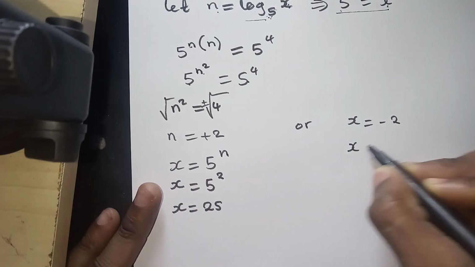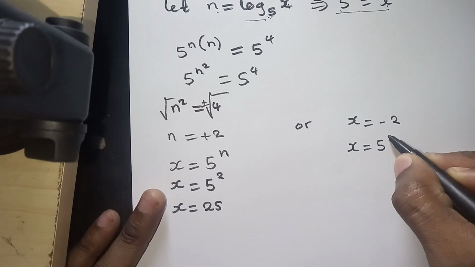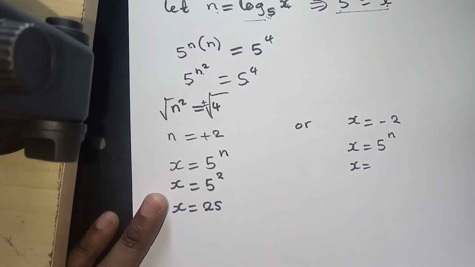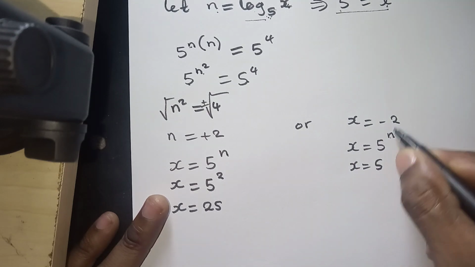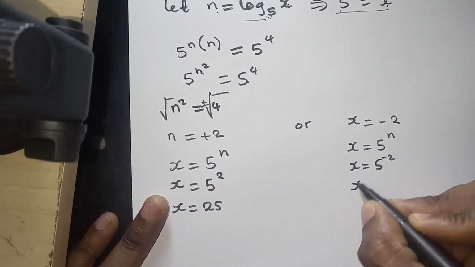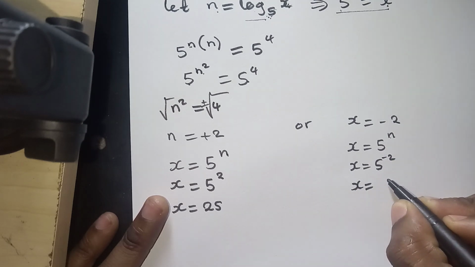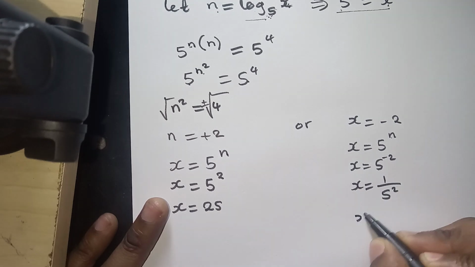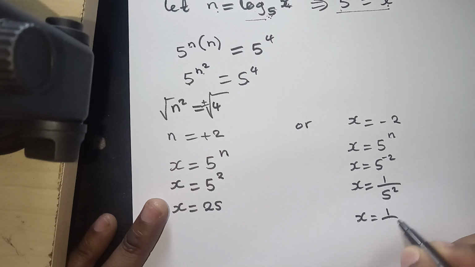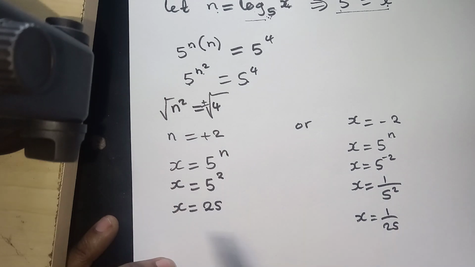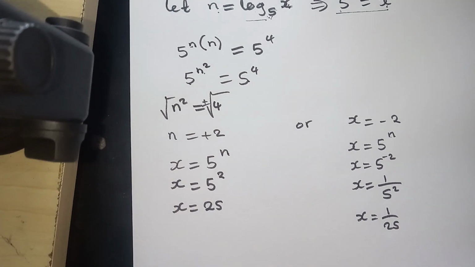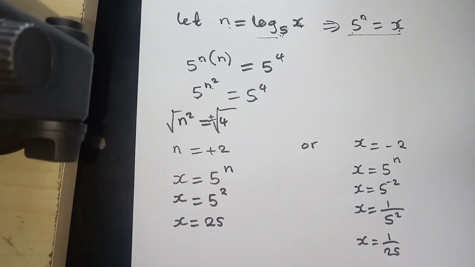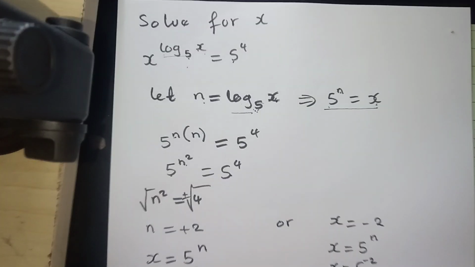And then you can do the same thing on this side. So you have x is equal to 5 to the power n, and on this side n is negative 2. So this one will be 1 over 5 squared, which will be 1 over 25. You can even try to verify your answers. So x is either 25 or 1 over 25. Both answers are correct.